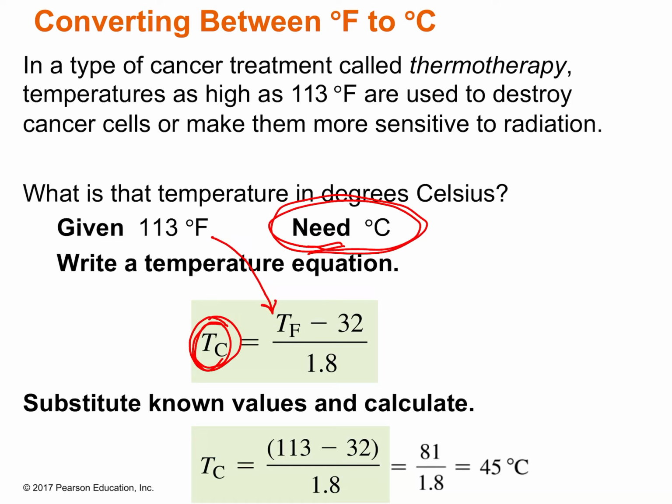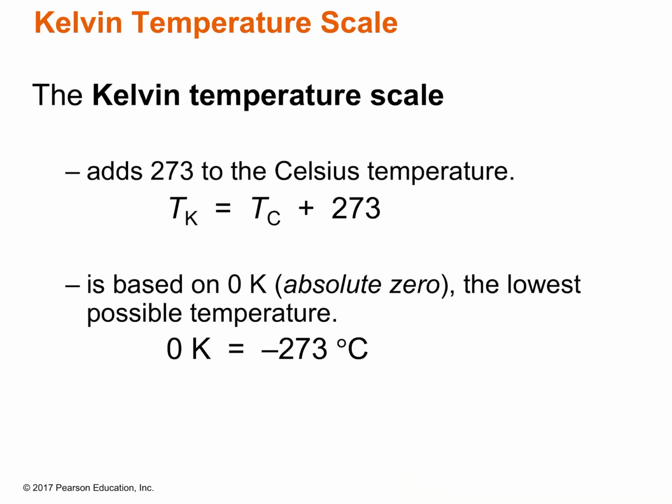Again, make sure you push equals on that top. First, 113 minus 32, push equals, and that gets us 81. Then divided by 1.8 gets us 45. So here, the only challenge really is figuring out which equation you need and then plugging things in.